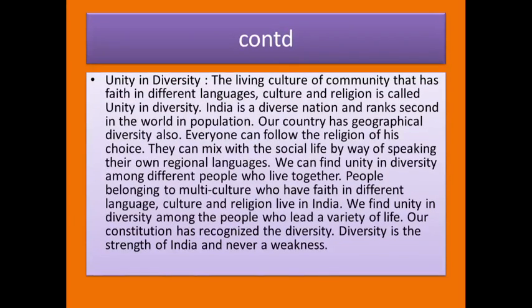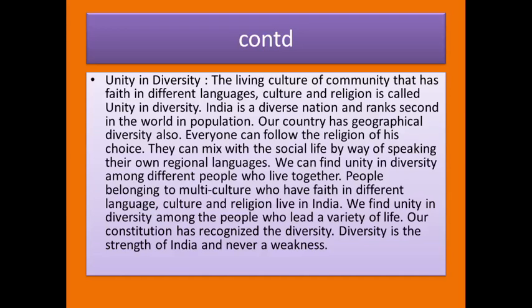Now, let me tell you the meaning of unity in diversity. The living culture of a community that has faith in different languages, cultures, and religions is called unity in diversity. India is a diverse nation and ranks second in the world in population. Our country has geographical diversity also. Everyone can follow the religion of his choice. They can mix with the social life by speaking their own regional languages.